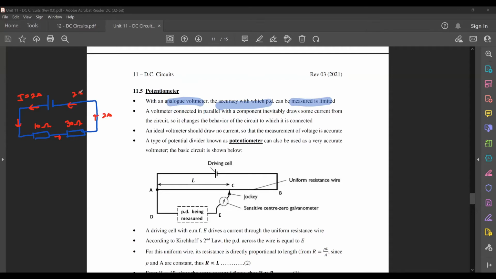Okay, you have a current of 2 amperes flowing through this circuit. Let's just say that this is R1, this is R2. Now the voltage across R1 will be equal to I times the resistance, which is 2 times 10, giving you 20 volts. By right, this is what you should have for the PD across here. But let's just say right now, rather than calculating the value, you want to measure it using a voltmeter.